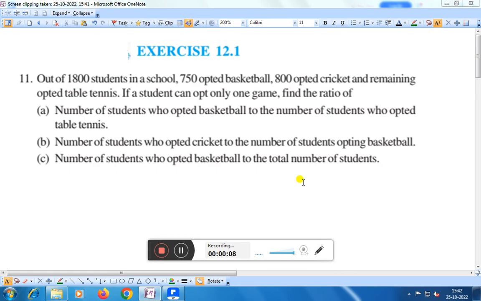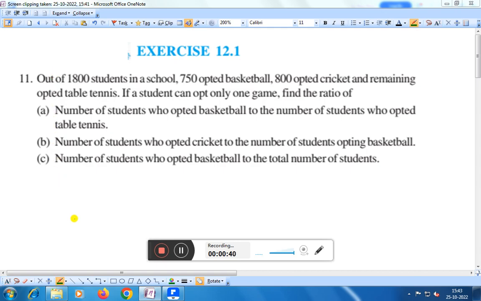Today we shall discuss exercise 12.1 question number 11. Out of 1800 students in a school, 750 opted basketball, 800 opted cricket and the remaining opted table tennis. If a student can opt only one game, find the ratio of: A, the number of students who opted basketball to the number of students who opted table tennis; B, the number of students who opted cricket to the number of students opting basketball; C, the number of students who opted basketball to the total number of students.